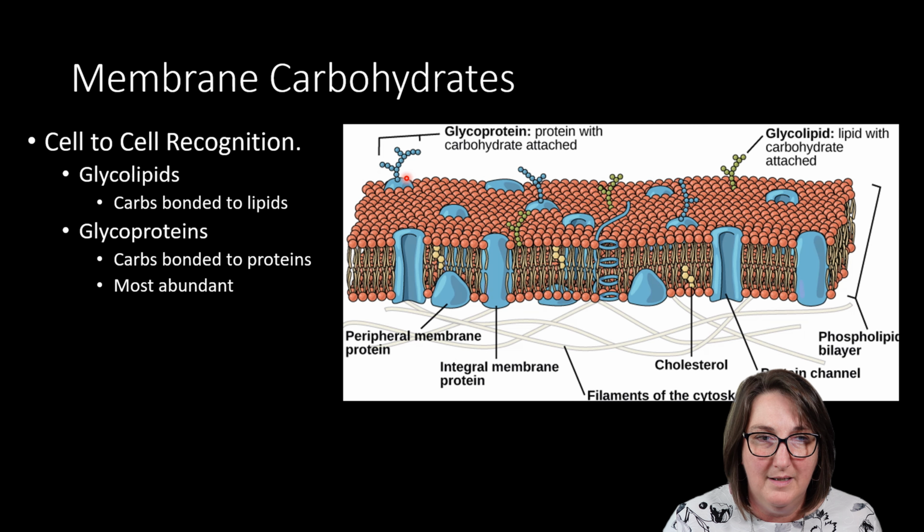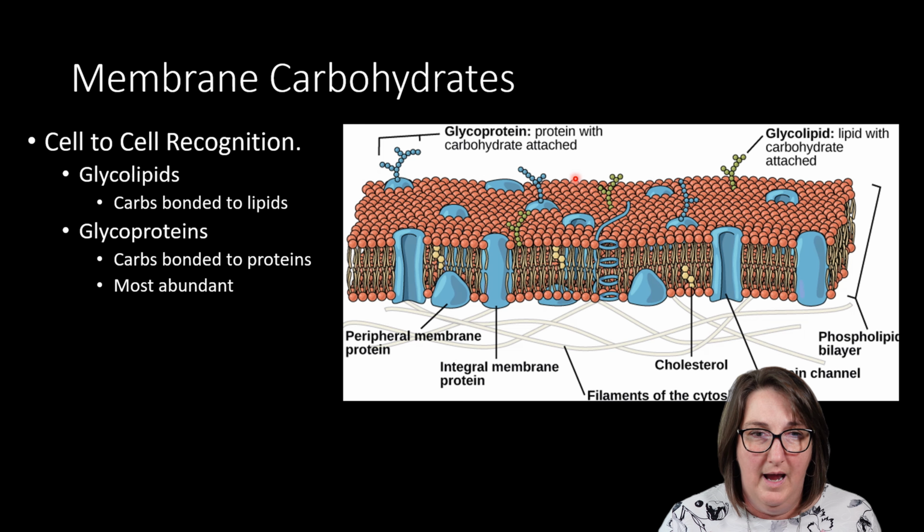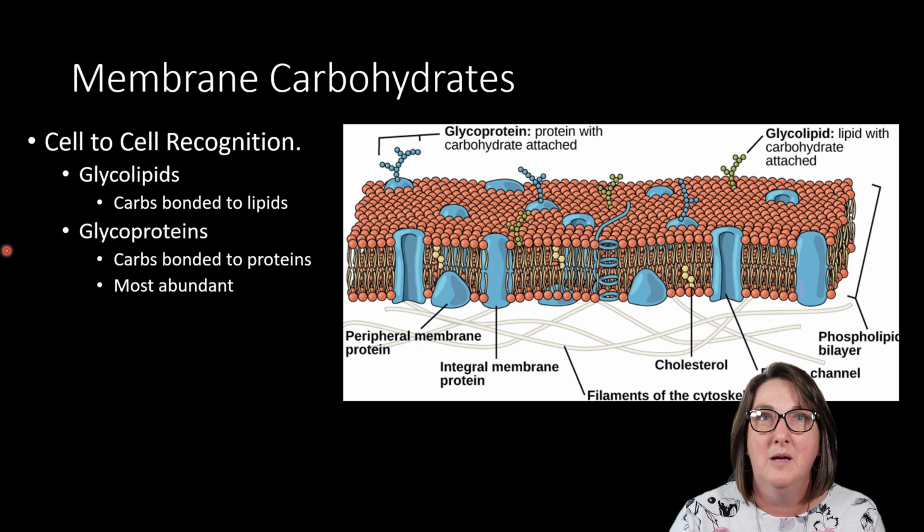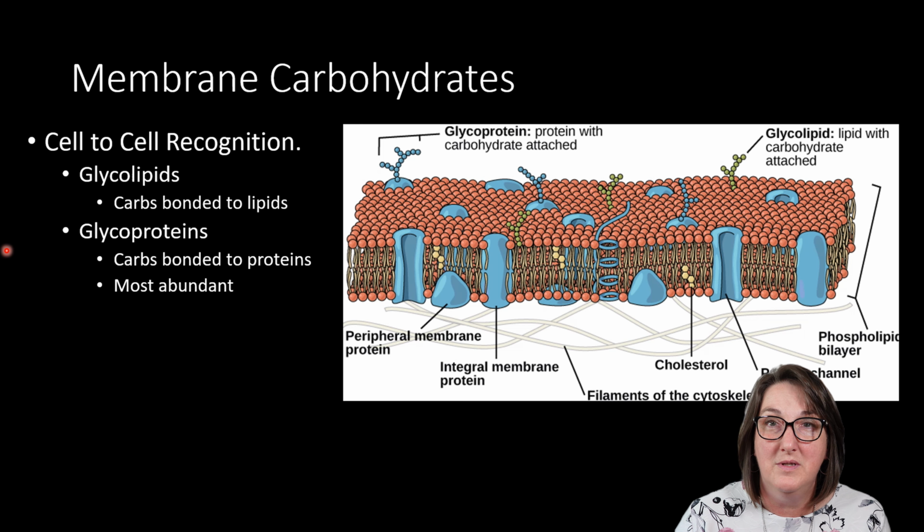Glycoproteins, these are going to be attached to carbs. So these are going to be carbs that are attached to proteins. And there's quite a few of those. And what these do is they recognize parts of your other cells. If a foreign invader comes in, let's say you have a bacteria that's come in and it makes you sick, your body has to be able to recognize that.